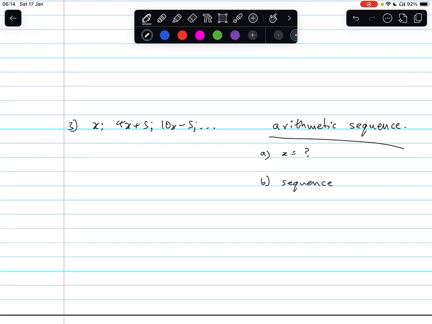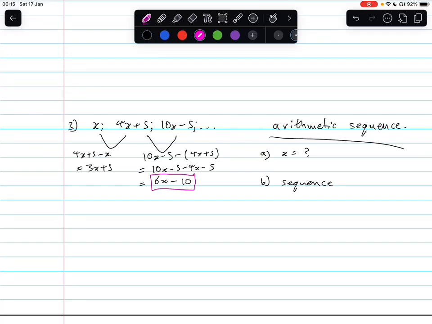So term 2 minus term 1, that's 4x plus 5 minus x. So this is 3x plus 5. And then for this one, term 3 minus term 2, that's 10x minus 5, subtract what? (4x plus 5). Put those brackets because we're subtracting everything. So this one simplifies to what? 10x minus 5 minus 4x minus 5. It simplifies to 6x minus 10. So these are our common difference.